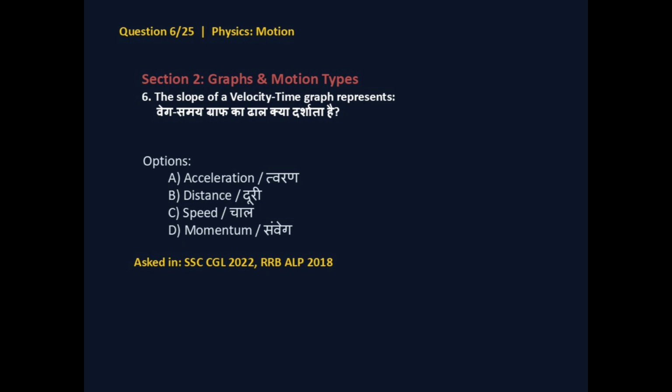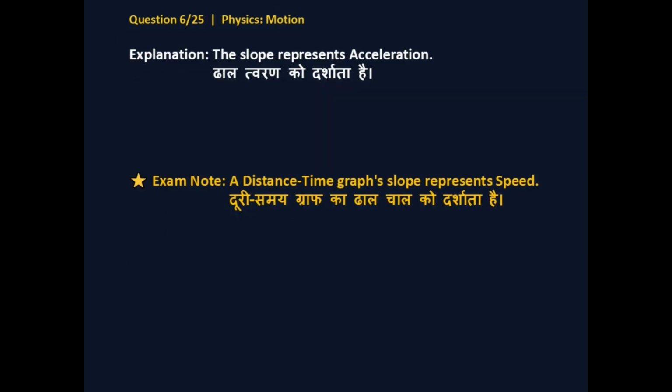Section 2, graphs and motion types. Question number 6. The slope of a velocity time graph represents. Correct option is option A, acceleration, because the slope represents the acceleration. Here comes an exam note. A distance time graph slope represents speed.